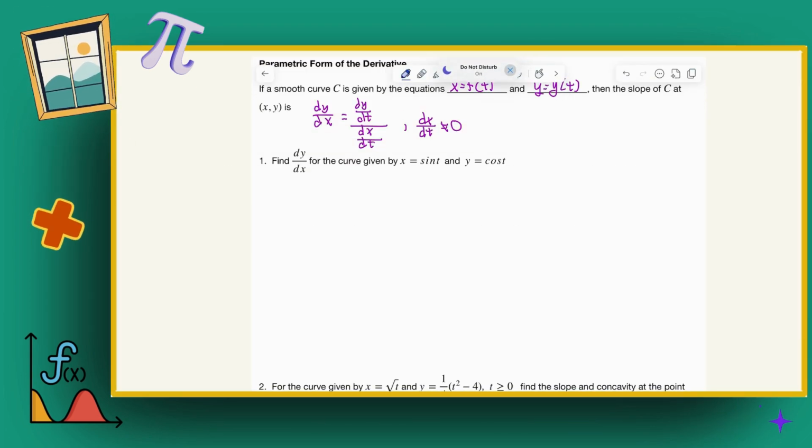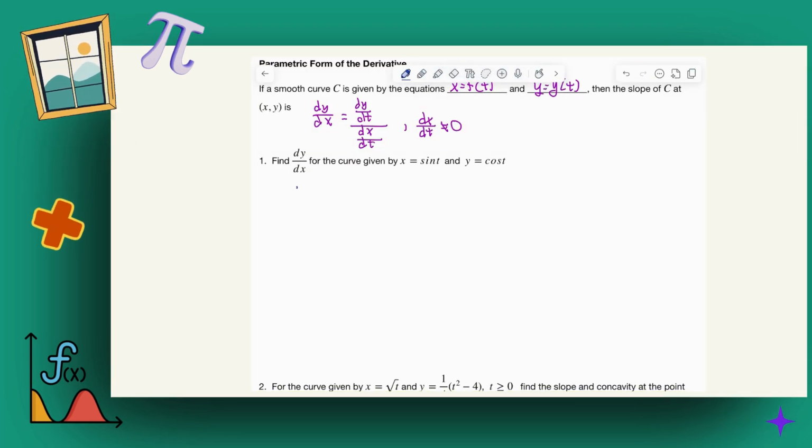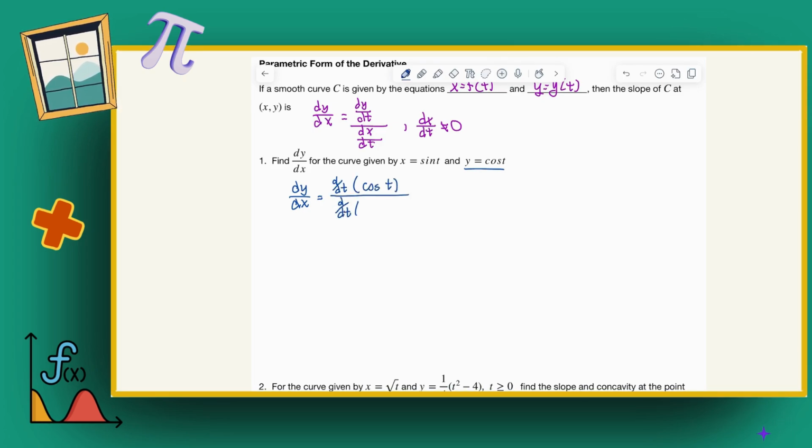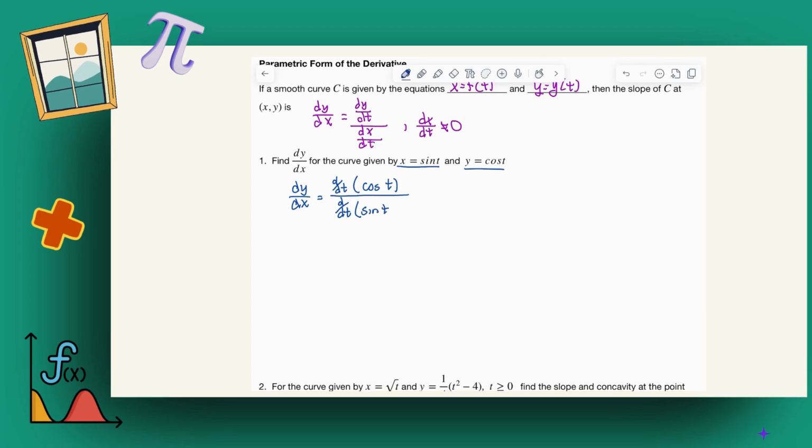Let's find the derivative of y with respect to x if x is equal to the sine of t and y is equal to cosine of t. So let's first start by using our formula that the derivative of y with respect to x is equal to the derivative with respect to t of cosine t divided by the derivative with respect to t of sine of t. So the derivative of cosine of t with respect to t is equal to negative sine t, and the derivative of sine of t with respect to t is equal to cosine t. So negative sine t over cosine t is equal to negative tangent t. And that's how you find the derivative using a parametric curve.